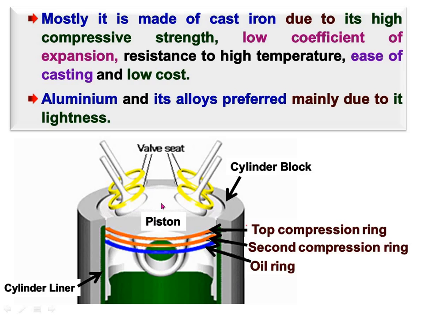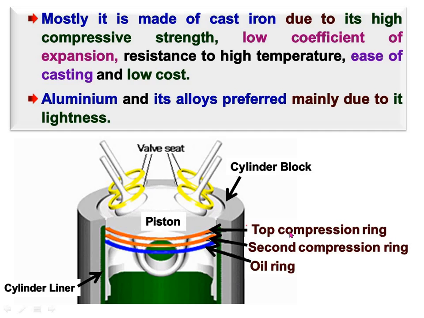See, in the piston, there are generally 3 piston rings. This is the top portion. It is called the crown of the piston. The piston slides in the cylinder, or we can say within this cylinder block, where the cylinder sleeve is there. This is the cylinder liner. Here in the piston there are 3 rings. The top ring is the top compression ring. Then the second ring is the second compression ring, and the third ring is the oil ring.